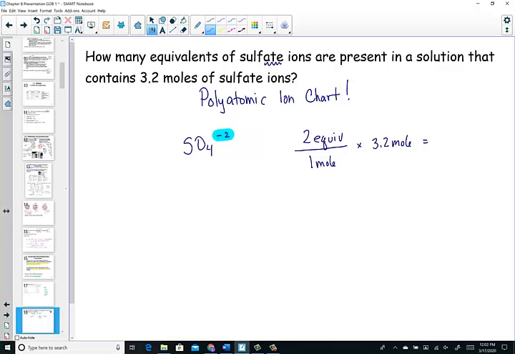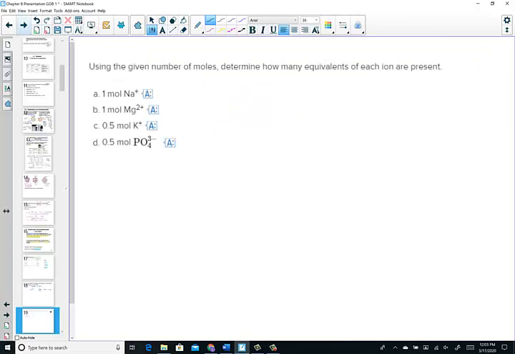Notice what I've done is just canceled the mole unit and brought it back to the number of equivalents. 3.2 doubled is 6.4 equivalents. And I'm just going to abbreviate that as equivalents is what you'll hear then. That's easy. The hardest part was trying to find the polyatomic ion chart, I would imagine. Why don't you pause and work these out? Come back when you would like to check your answers.